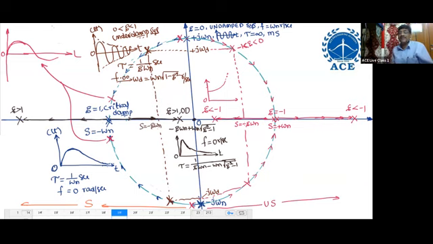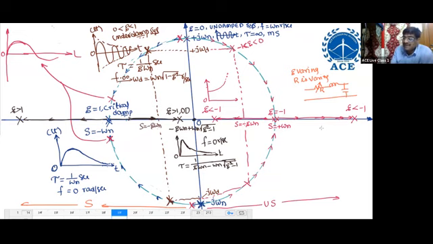Which system? RLC circuit. In which, what is variable? R is variable. Zeta varying means R is varying. Just R is varying. In an RLC circuit, just by changing the R value, the poles are going to move like this. L and C are fixed.